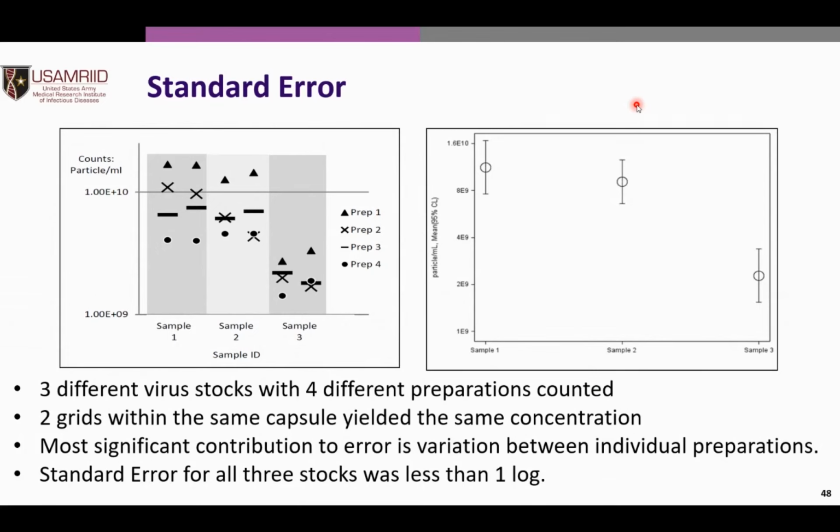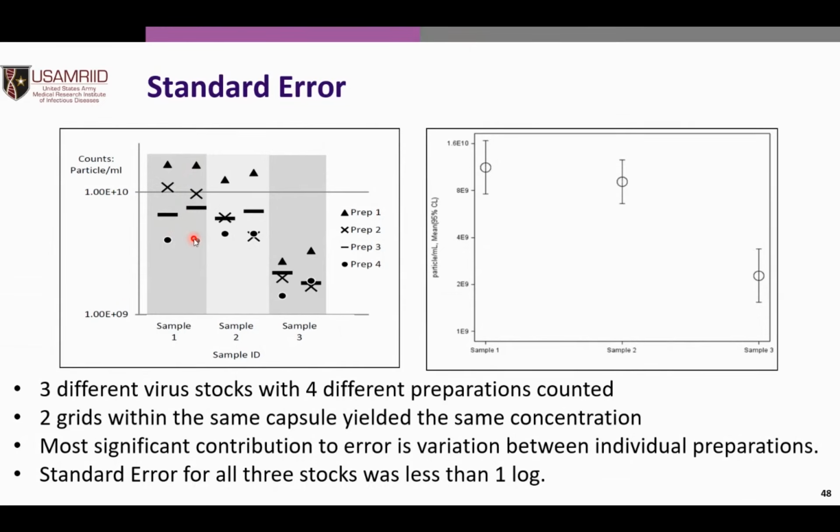This is 3 different virus stocks that we quantified. What you're seeing with these 2 different columns is we quantified both grids in the mPrep capsule because we wanted to verify that we were going to get the same quantity off of both grids used during the same prep, because if not, that's a pretty big red flag. But we did get very similar results, about as good as science gets.